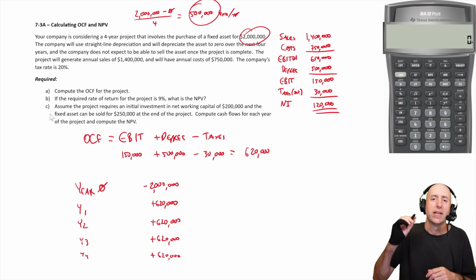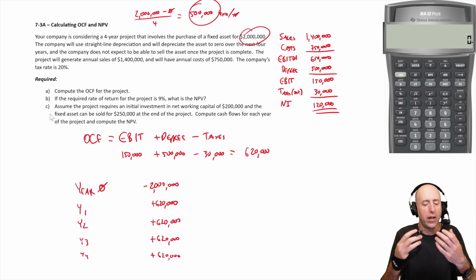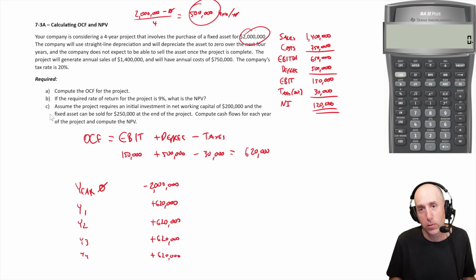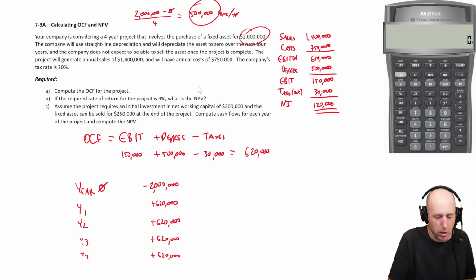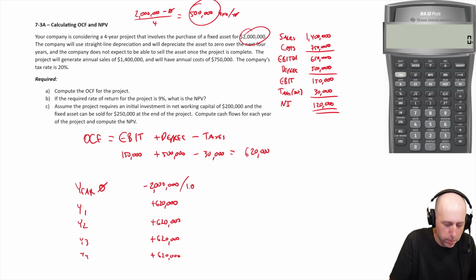It's just like you spend $2 million to collect $620,000 per year for the next 4 years. What's the present value of that? So it says, if the required rate of return is 9%, what's the net present value? All you're going to do is divide by 1.09 to the, how many years are we discounting?